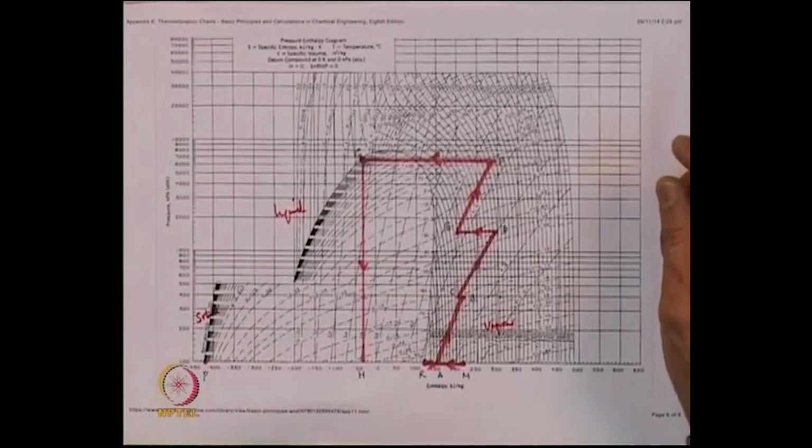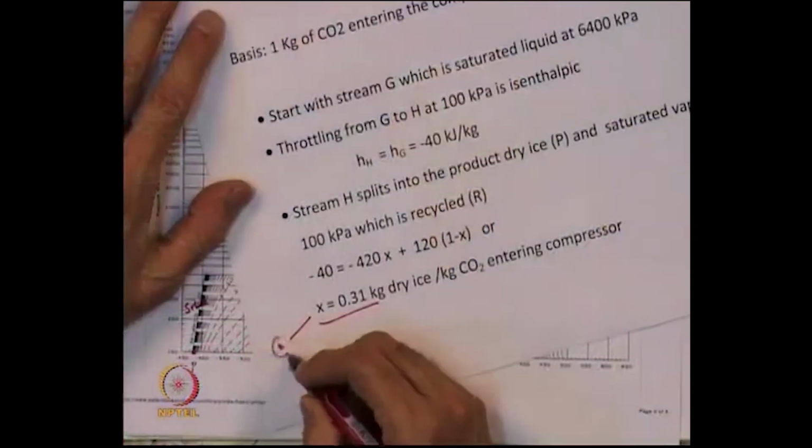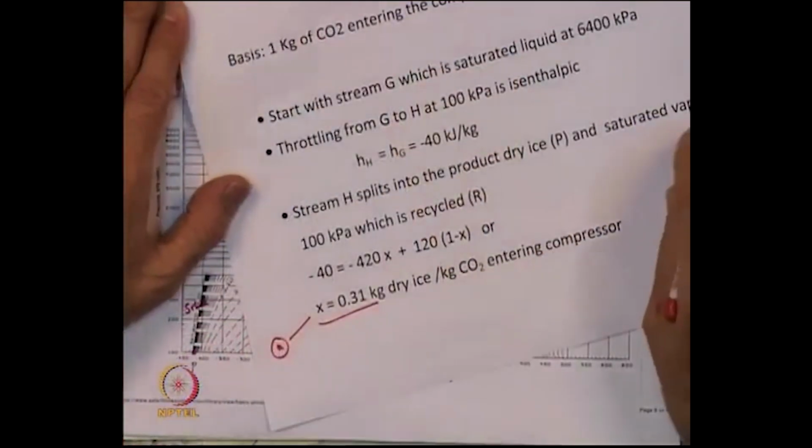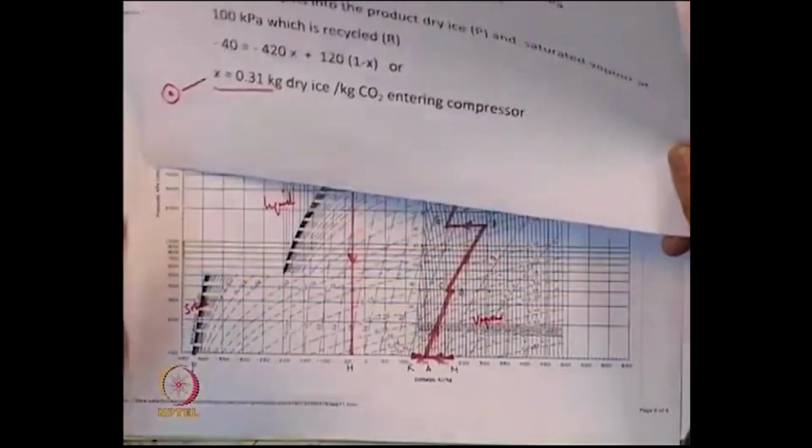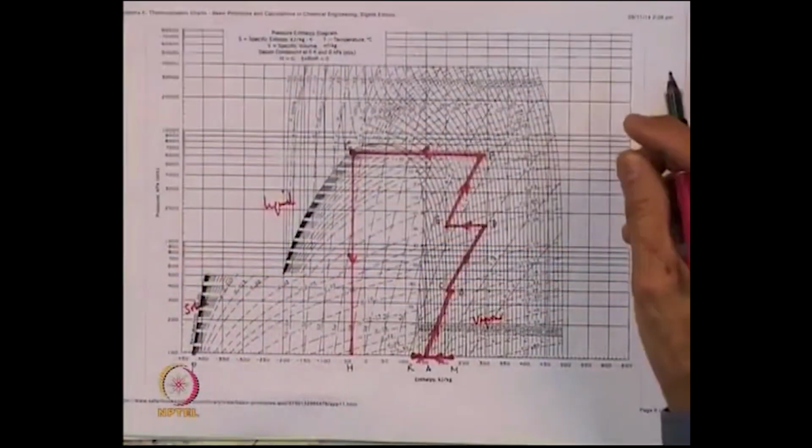First question is, calculate dry ice produced per kg of G entering the snow chamber. We have already calculated that. We showed you that the dry ice produced is 0.31. This is A. So, the answer to A is 0.31 kg of dry ice produced per kg entering the compressor.